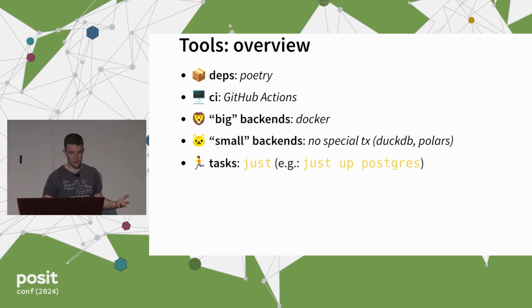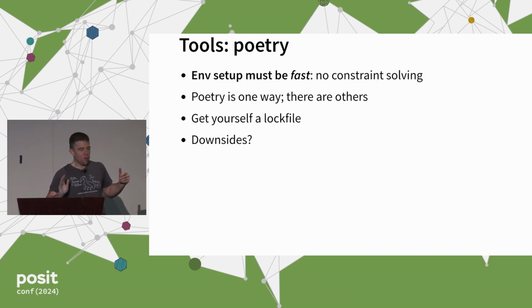And so why do we use Poetry? To make environment setup fast. Solving satisfiability constraint problems in CI is a terrible, terrible idea. This is what we used to do, and it turned out to be a bad idea. We were like, hey, why is our CI slow? Well, our tests aren't actually slow. We're just solving this massive constraint problem every single time a commit is pushed to main.